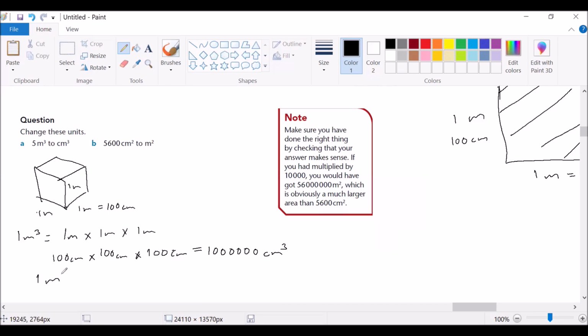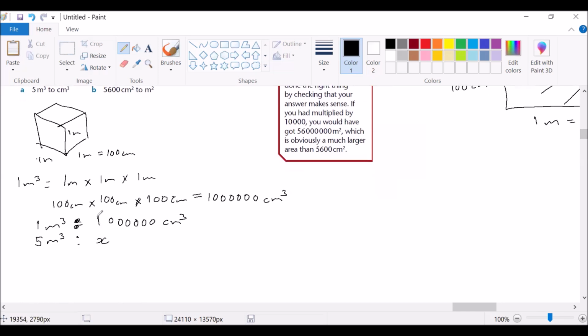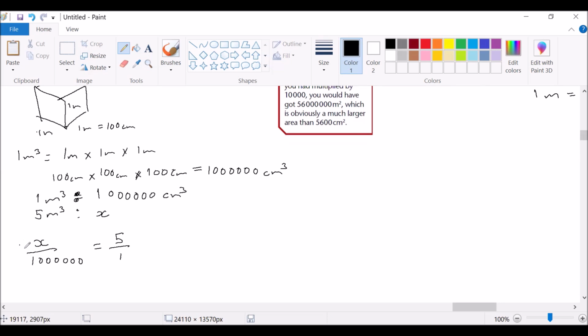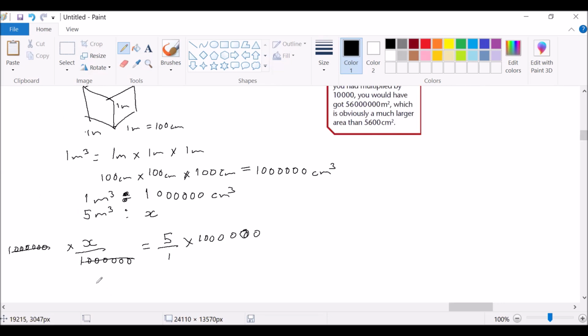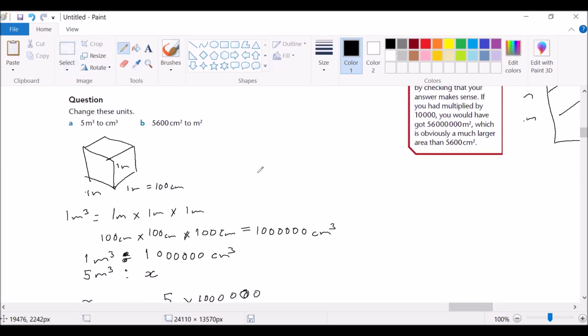So we can say 1 cubic meter is to 1 million cubic centimeters. 5 cubic meters is to x. So we can use this ratio to form an equation. X over 1 million is equal to 5 over 1. Multiply both sides by 1 million. 1 million cancels out here, so x is equal to 5 million. Therefore, 5 cubic meters is equal to 5 million cubic centimeters. That is our answer. Let's look at B.